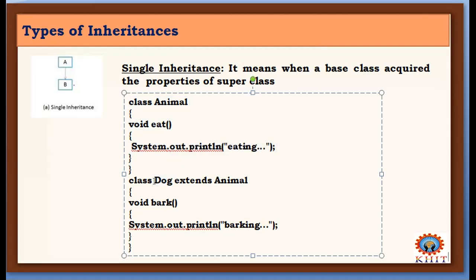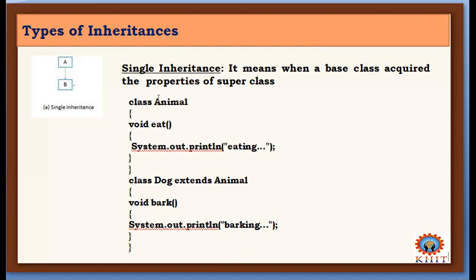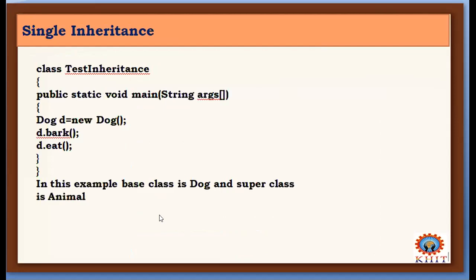ఓకే, అండ్ స్పెసిఫిక్ గా డాగ్ అనే క్లాస్ లో ఇంకో మెథడ్ ఉంది, void bark. సో System.out.println barking, బార్కింగ్ అని రాసాం. So it is getting the properties from upper class to lower class. దీన్ని సూపర్ క్లాస్ కూడా అంటారు, బేస్ క్లాస్ అంటారు. సో సూపర్ క్లాస్ నుంచి డిరైవ్డ్ క్లాస్ కి ప్రాపర్టీస్ వస్తున్నాయి. అప్పుడు మనం సింగిల్ ఇన్హెరిటెన్స్ అని అంటాం.